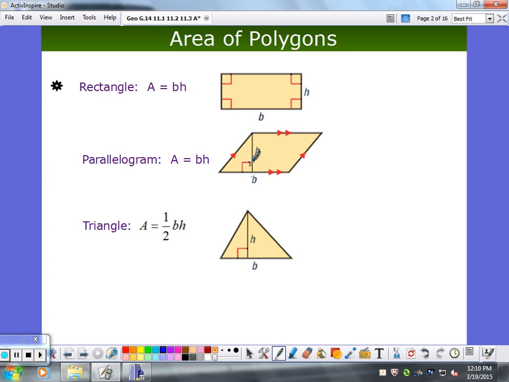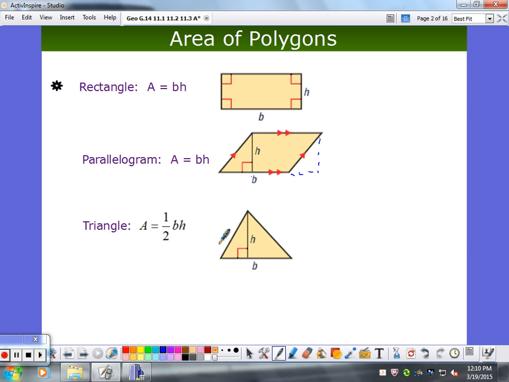You can almost see why this would be base times height. You can take this little triangle, cut it out with scissors, and put it in here. And then I can see that rectangle shape again. So that's why this one is base times height.